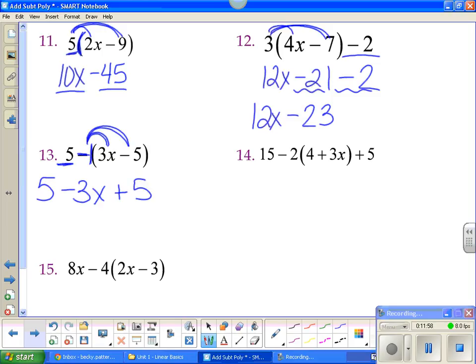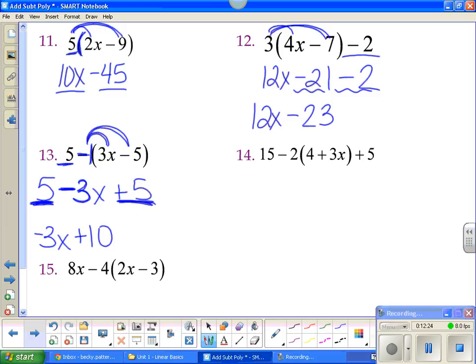Now I want to look and see if I have any like terms. And I do. I have a positive 5 and a positive 5. But if you'll remember, we said we wanted to put our answers in descending order. So I'm going to start with the x term and put him in the front. And you guys know that that negative belongs to this 3. So negative 3x. And again, this is a positive 5 and another positive 5. So that gives me a plus 10.